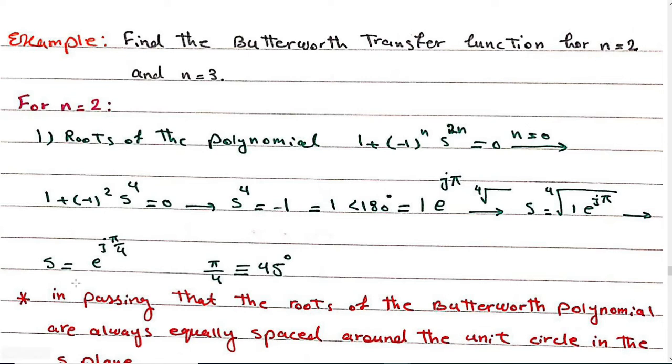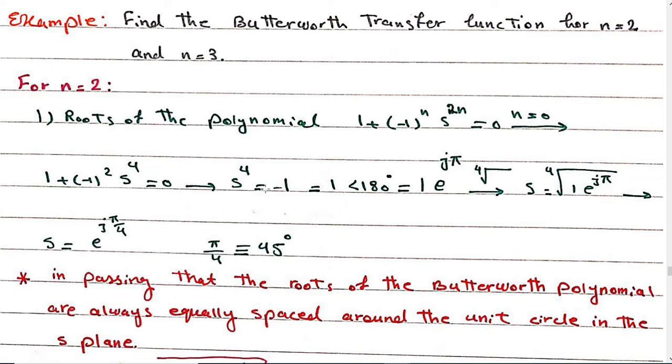So s raised to the power 4 is equal to minus 1. So what is the meaning of minus 1? The magnitude of minus 1 is 1. And how about the angle? 180 degrees. Okay. So the magnitude of minus 1 is 1, and the angle is 180 degrees. So I can write it down like this.